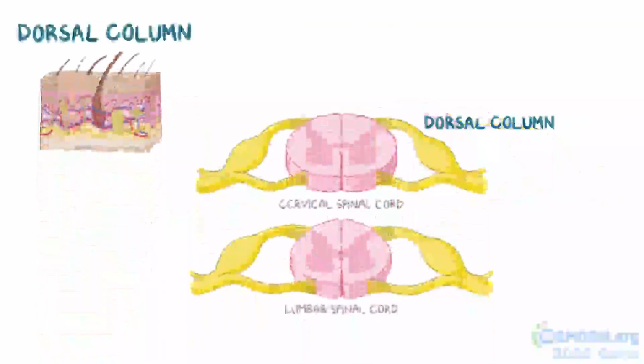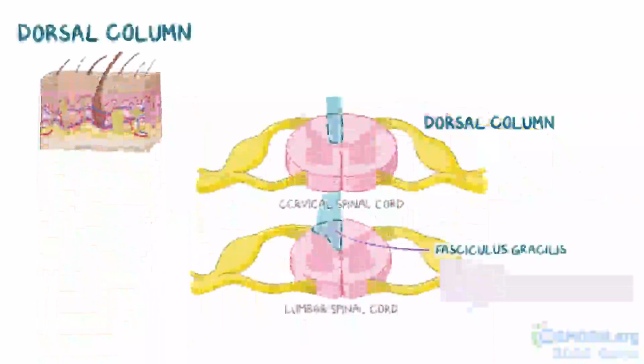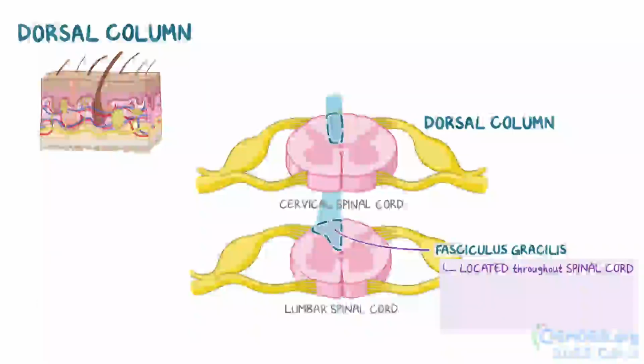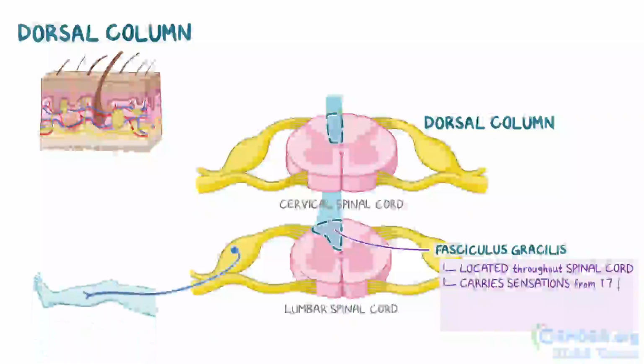The dorsal column is divided into two parts. One is the fasciculus gracilis, which is located throughout the length of the spinal cord and is situated in the medial part of the dorsal column in the upper thoracic and cervical segments. The fasciculus gracilis contains axons carrying sensations from the lower parts of the body, generally from T7 and below. So it contains ascending fibers from the sacral, lumbar, and lower thoracic spinal nerves.